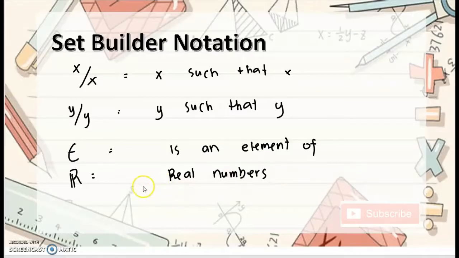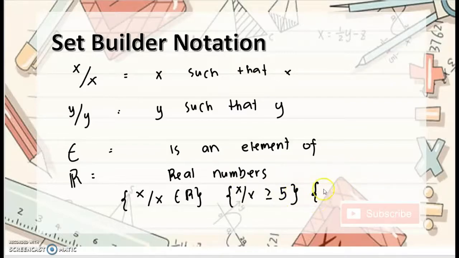So let me give you an example of a set builder notation. We can have x such that x is an element of all real numbers. We can have x such that x is greater than or equal to 5. Also, we can have x such that x is greater than 6 but less than 8. In here, the reason why I read this as greater is because the symbol is facing x. X is greater than 6, 6 is less than x. So x is greater than 6 but x is less than 8. So these are examples of set builder notation.